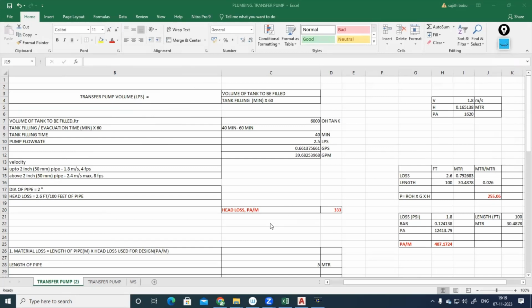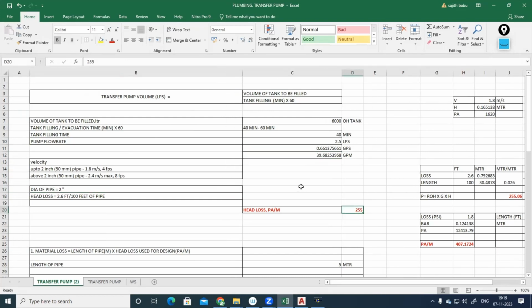So how much head loss will we get when we are designing for a 2-inch pipe, 39.68 GPM? The head loss will be 255.06. Let's say 255 Pascal per meter. I got this. So we found the pump flow rate, we found the diameter of pipe, we found the pressure drop. Now we can go for hydraulic calculation.